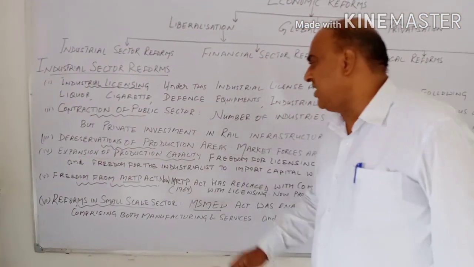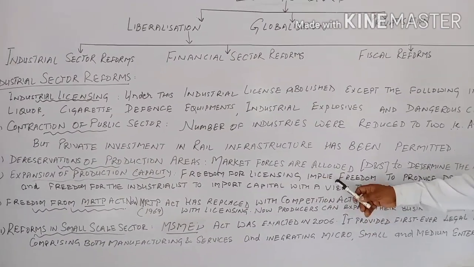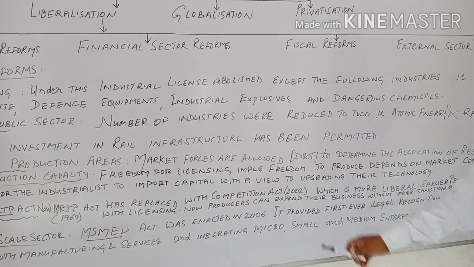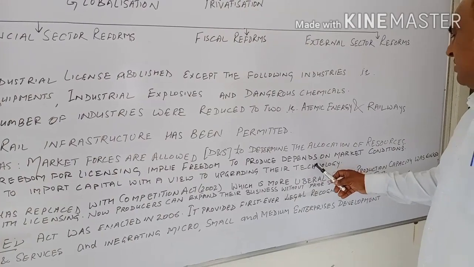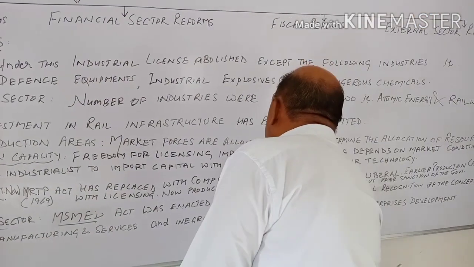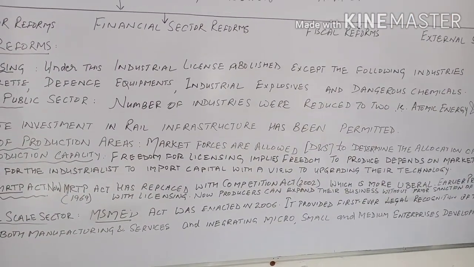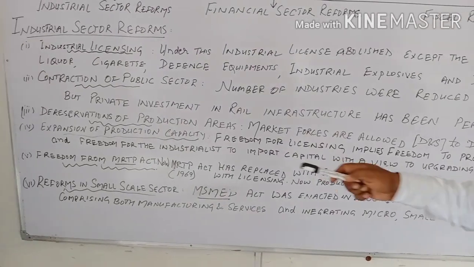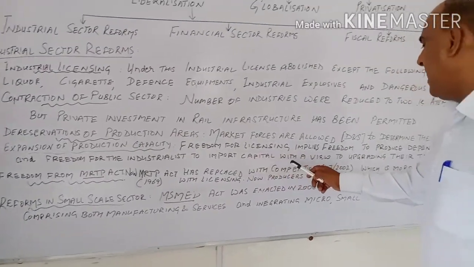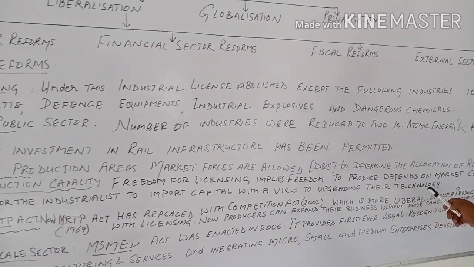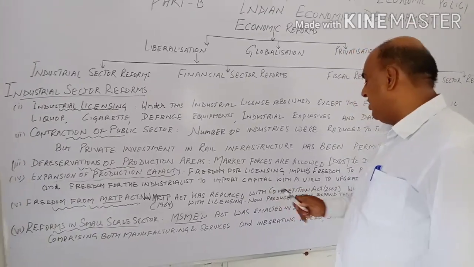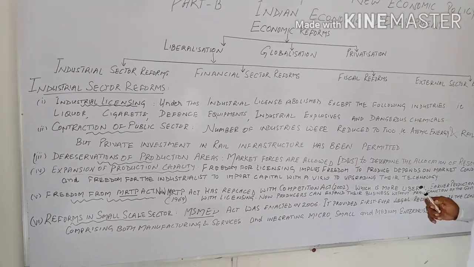Expansion of production capacity. Freedom from licensing implies freedom to produce, which depends on market conditions, that is, demand and supply. And there is freedom for the industrialist to import capital with a view to upgrading their technology. So industrialists can import capital machinery of new technology.